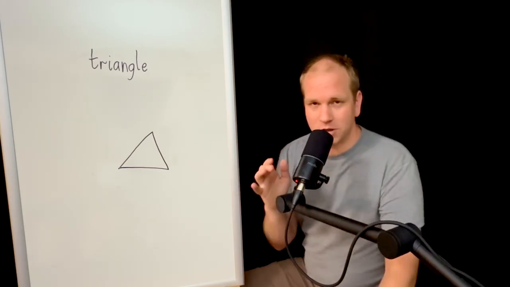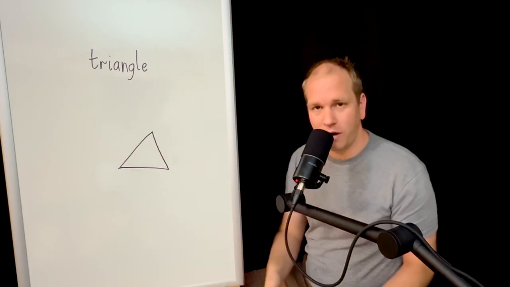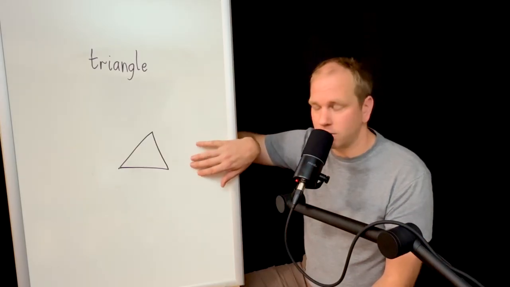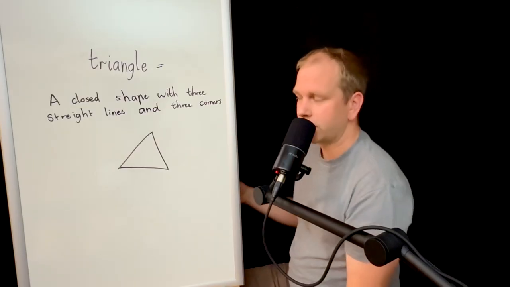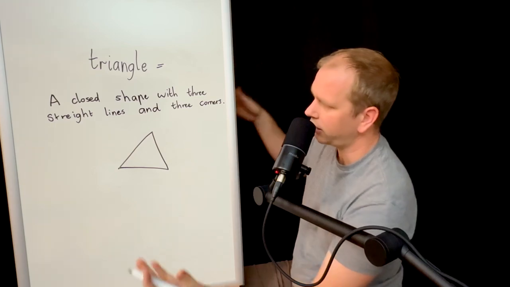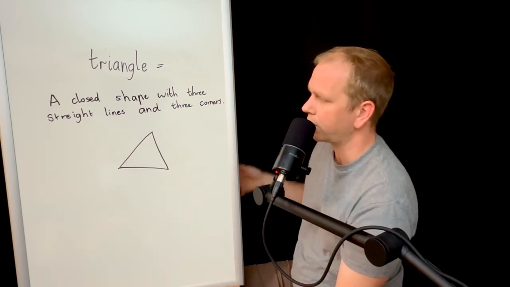So then you give them some time to go back and see if they can refine their definitions further, now that we've tested it and tried to find some of the different loopholes. And so after our discussion, our class definition could end up looking something like this: a closed shape with 3 straight lines and 3 corners.